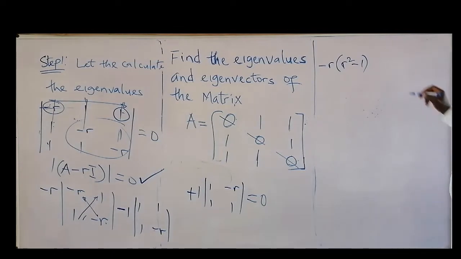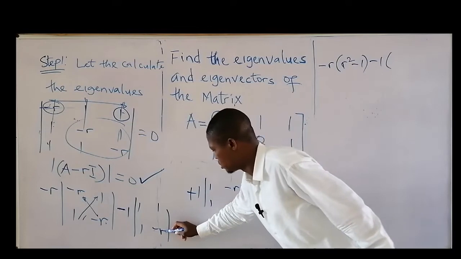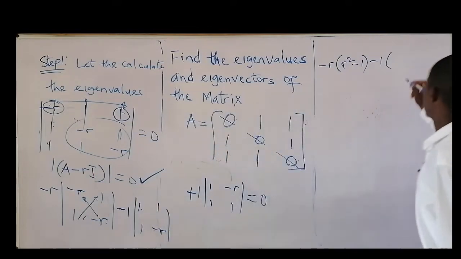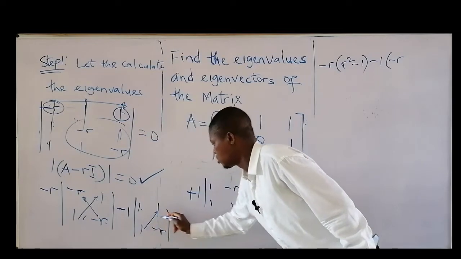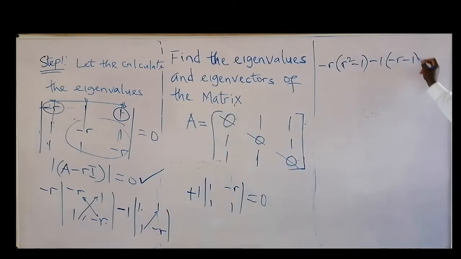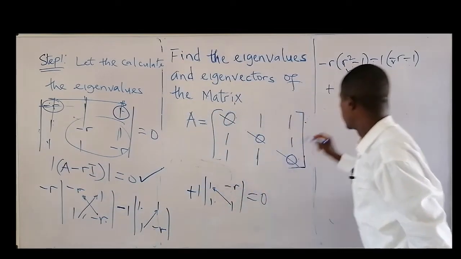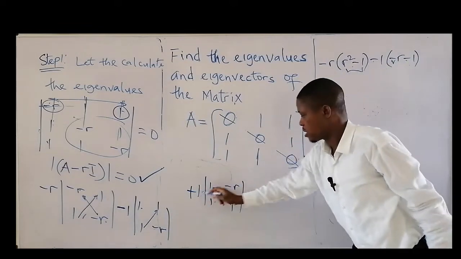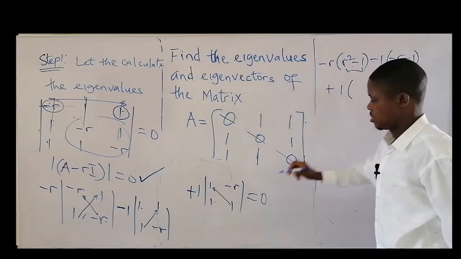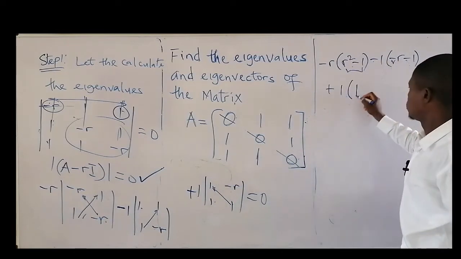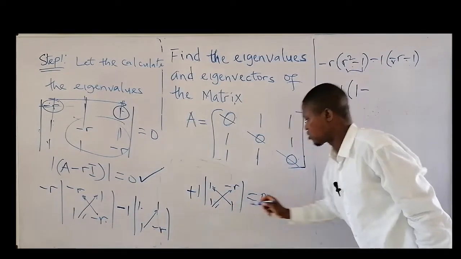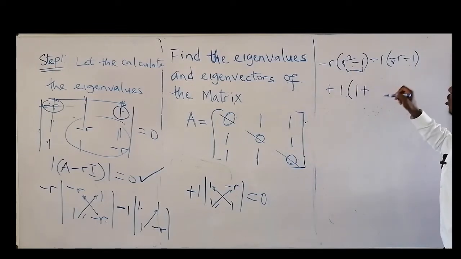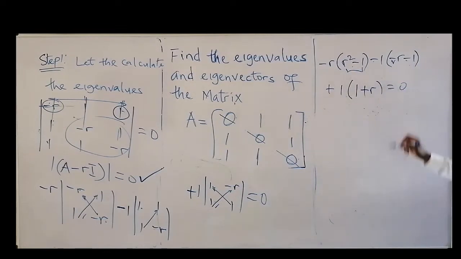Then the second one, minus 1 into brackets. This one minus r times 1, that's minus r. Then this one times this one, that's minus 1. This one go this way, that's 1. We have 1 outside here, so 1 into brackets. This times this, that's 1. Then minus this one times this one, that's minus r, becoming plus here, equal to 0.